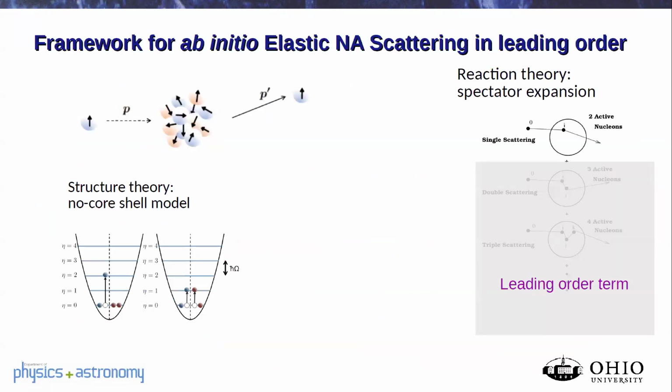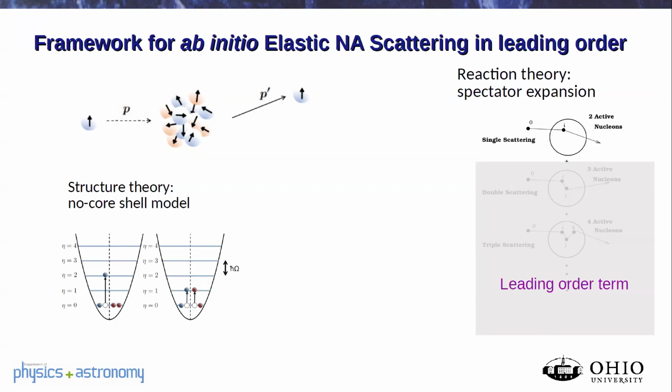If we now want a framework for ab initio scattering, this is the picture, and I put on purpose that the projectile has spin and the nucleons in the nucleus also have spin. Now, how do you deal with that ab initio? You have this beast here that is the realm of structure people, for example, the no-core shell model. Then for the scattering, if I do leading order only, that is a reaction theory where you have the spectator expansion, or when you combine it, you can do Green's functions.